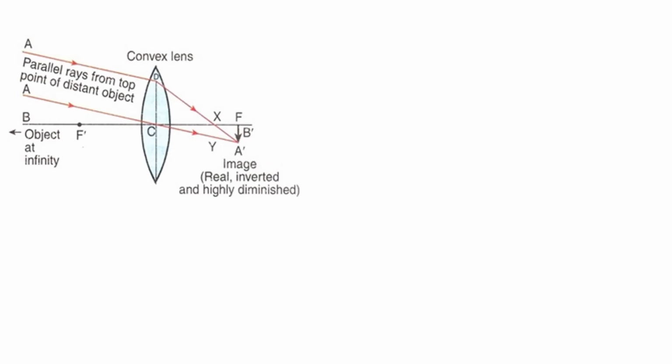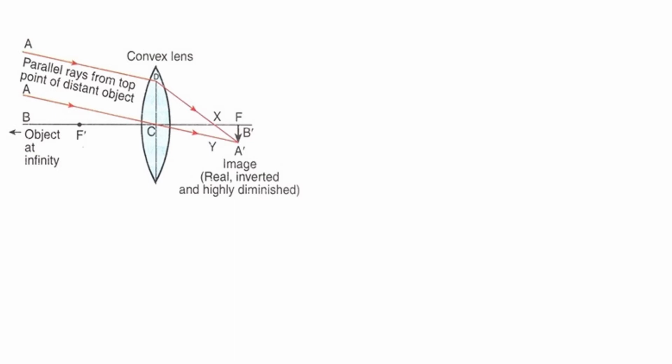See, we initially took the object at infinity, so we took two rays which are parallel to the principal axis. But in certain cases we can take rays which are parallel to each other. It is not necessary that we have to take two rays parallel to the principal axis. Here in this case we have taken two rays which are parallel to each other, parallel rays from the top point of a distant object. The object is very far, right?